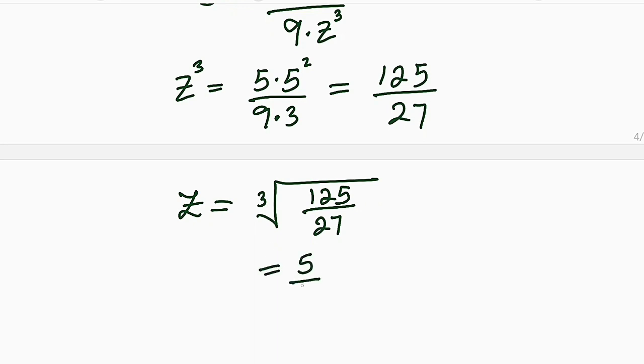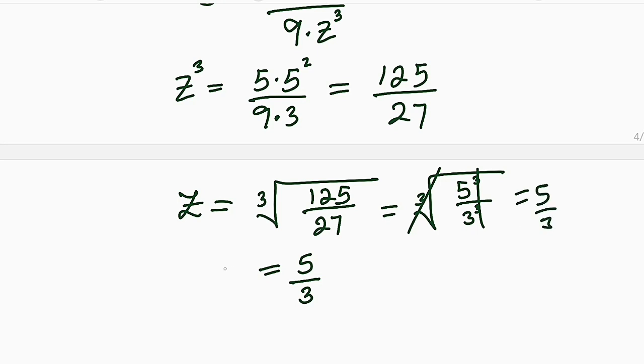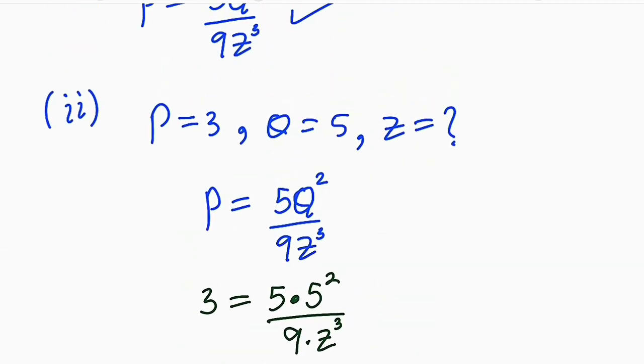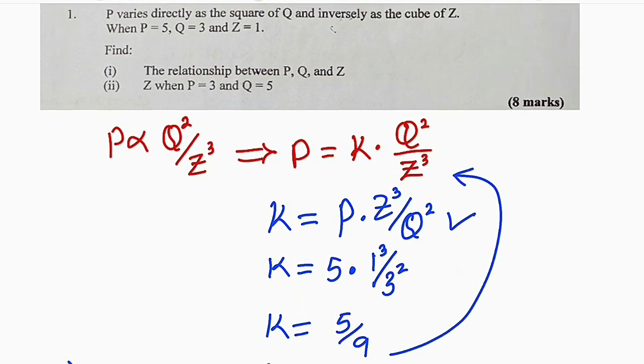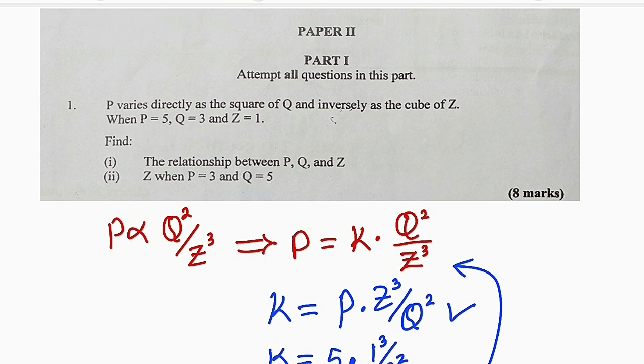Divided by cube root of 27 is 3, because you have to think of a number you can multiply by itself in 3 places. You can write this one as 5 to the third power divided by 3 to the third power, right? So that the power of 3 will cancel the cube root, leaving only 5 over 3. And hence, z is equal to 5 divided by 3. And hence, we have just answered completely question number 1.